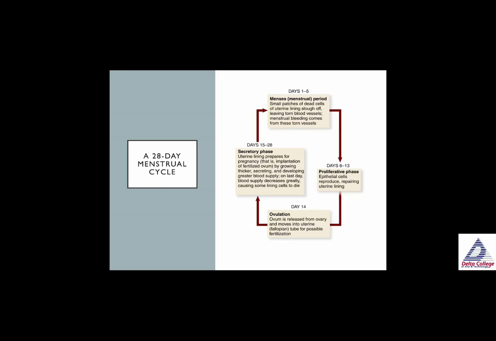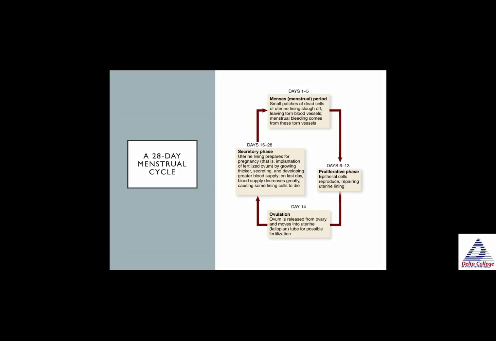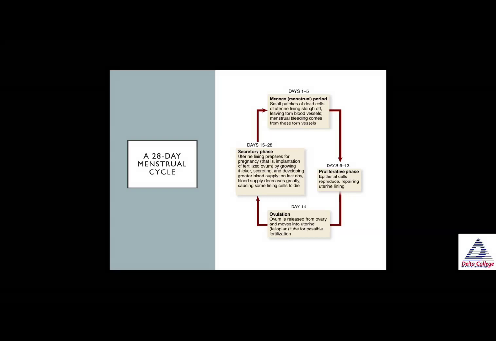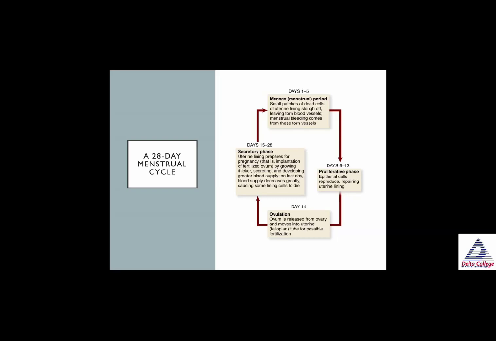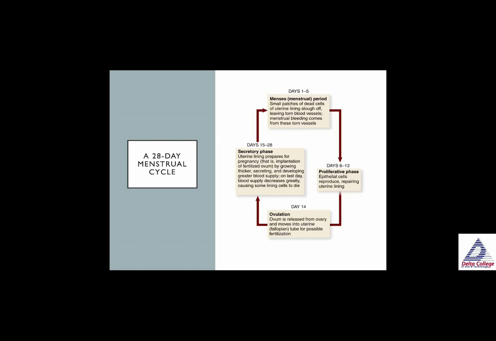Around day 14 is where ovulation occurs. The ovum is released from the ovary, moves into the uterine or the fallopian tubes for possible fertilization. About the end of day 14, going into 15, is the secretory phase. This is where the lining of the uterus prepares for pregnancy.